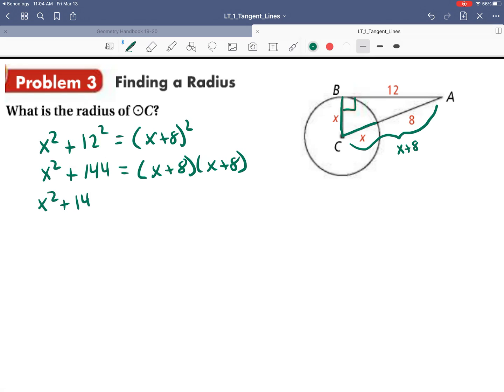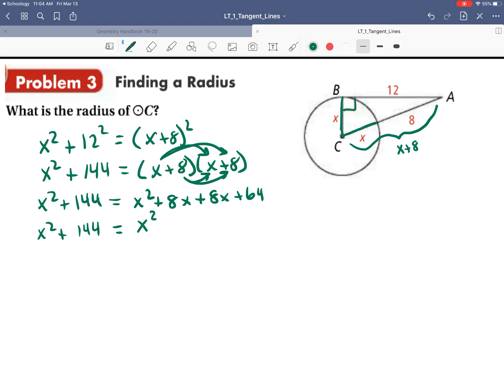So we get x squared plus 144 equals, and we have to distribute this guy into both, as well as the 8. So we get x squared plus 8x plus 8x plus 64. So x squared plus 144 equals, this gives me x squared plus 16x, I'm adding those two like terms, plus 64.